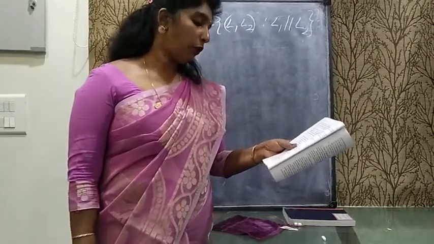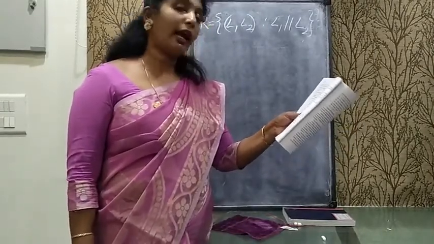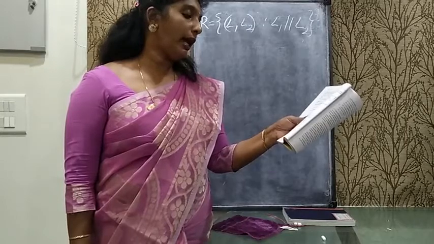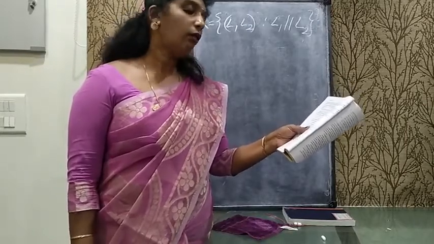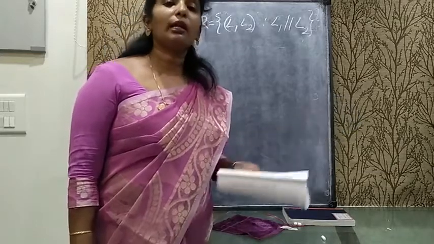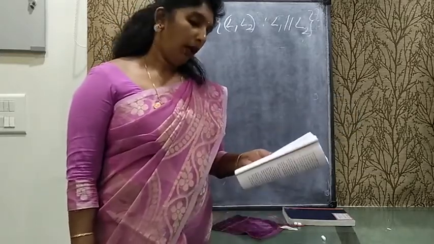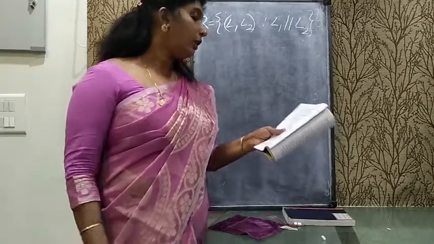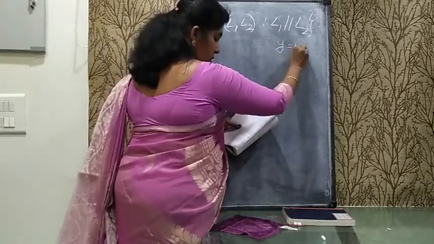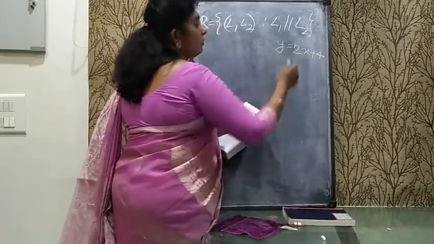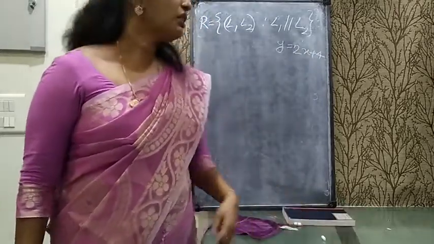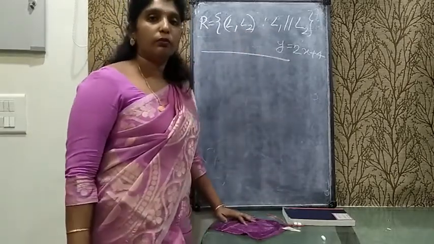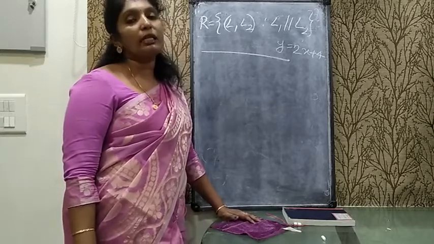I am going to explain the 14th question. Let L be the set of all lines in the xy plane and R is the relation in L defined as (L1, L2) such that L1 is parallel to L2. Show that the relation is an equivalence relation. And one more subpart is there: find the set of all the lines related to y = 2x + 4. So here the relation is given as (L1, L2) such that L1 is parallel to L2. That is the relation they are given, and you need to show that it is an equivalence relation.